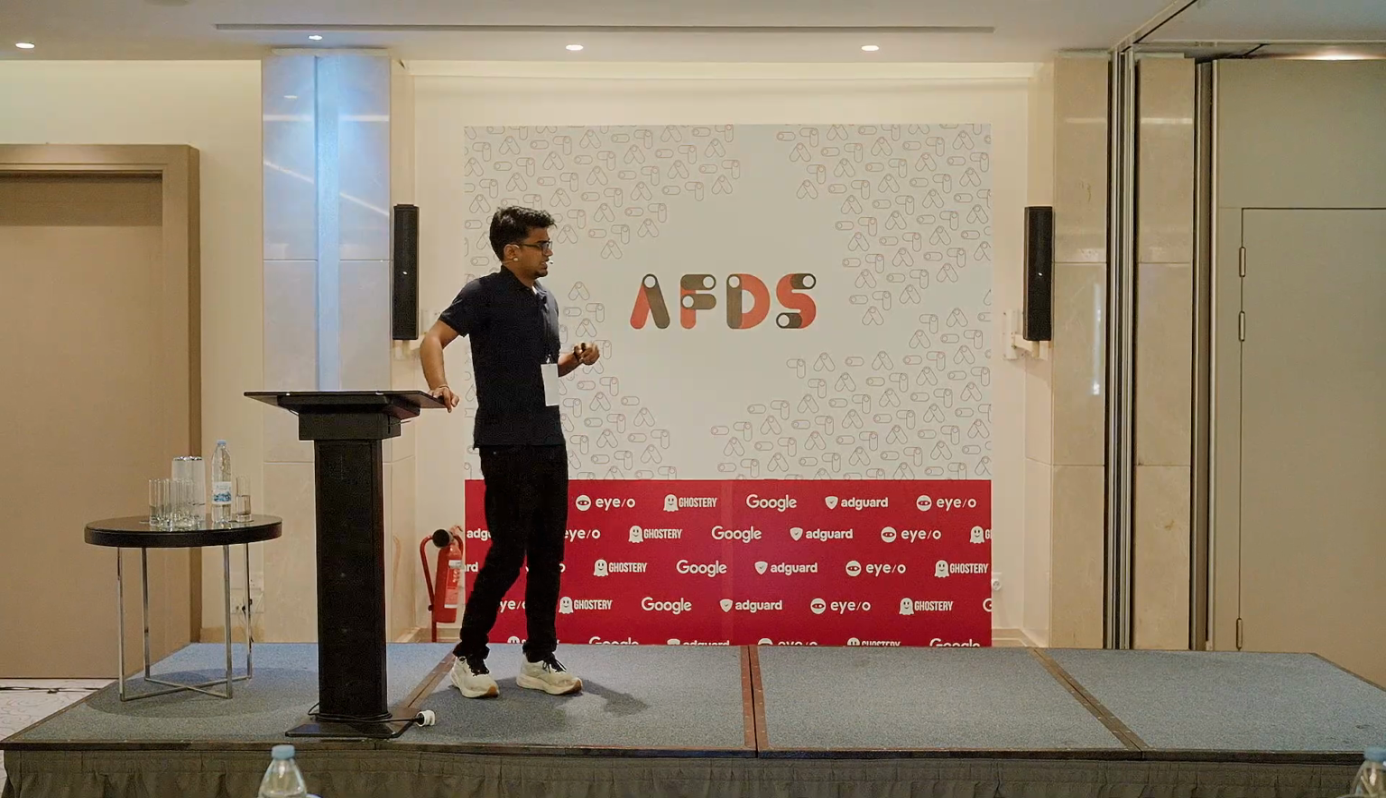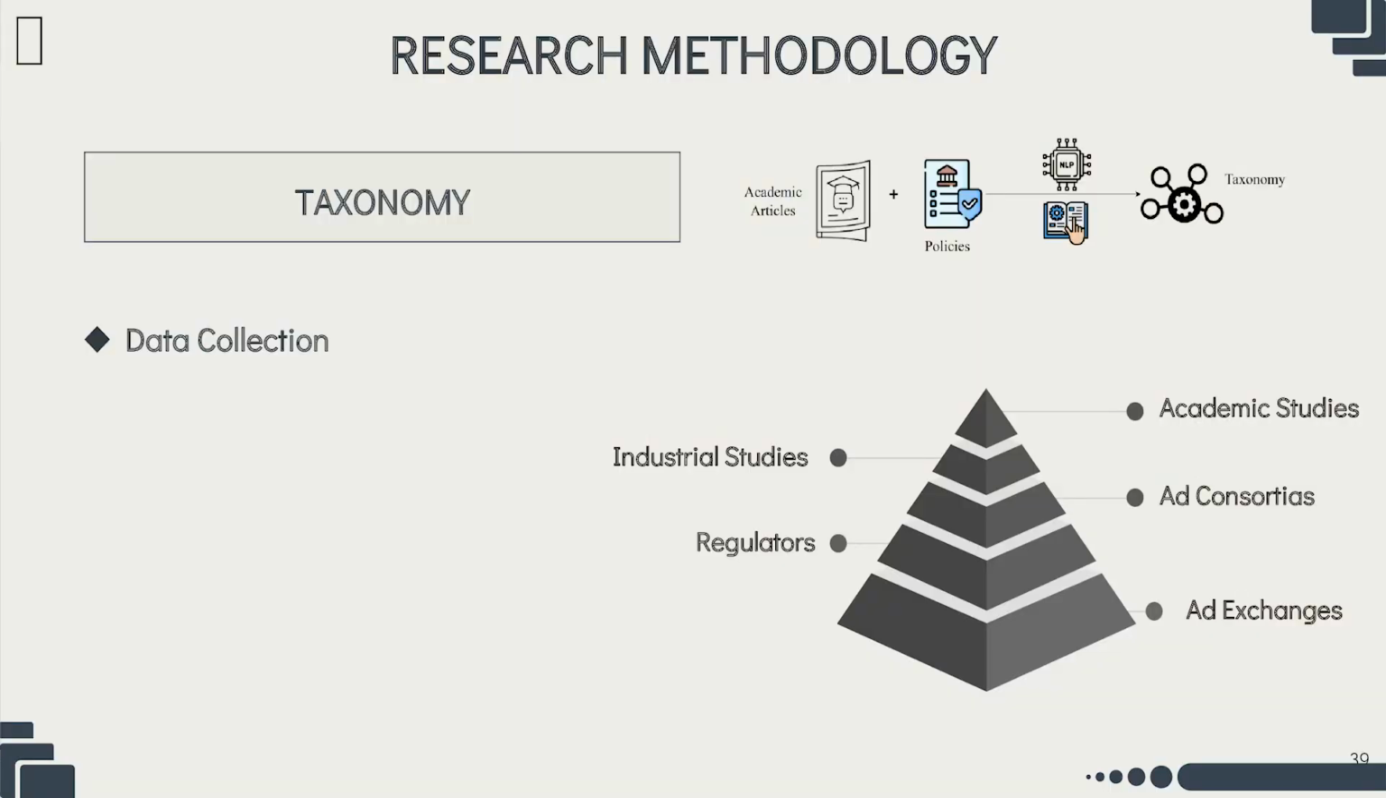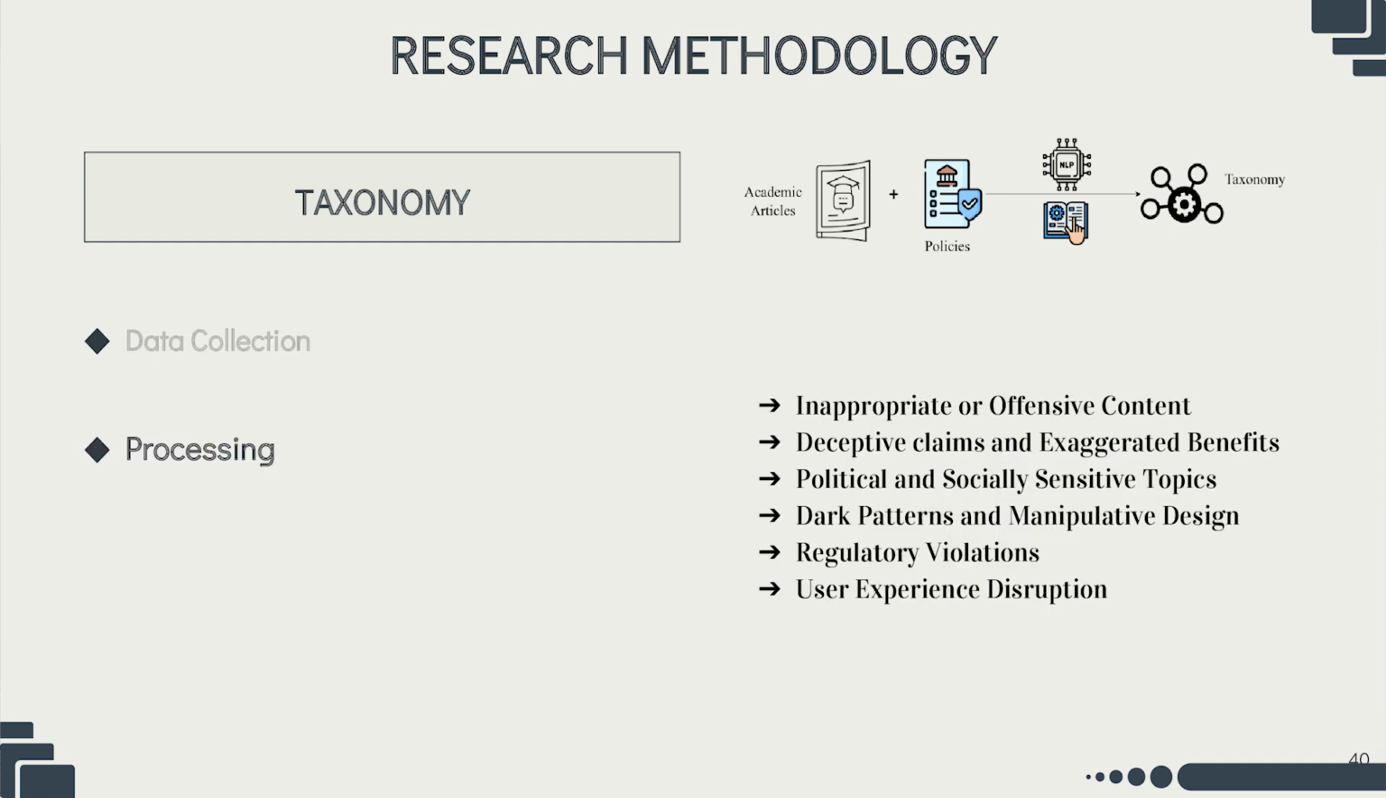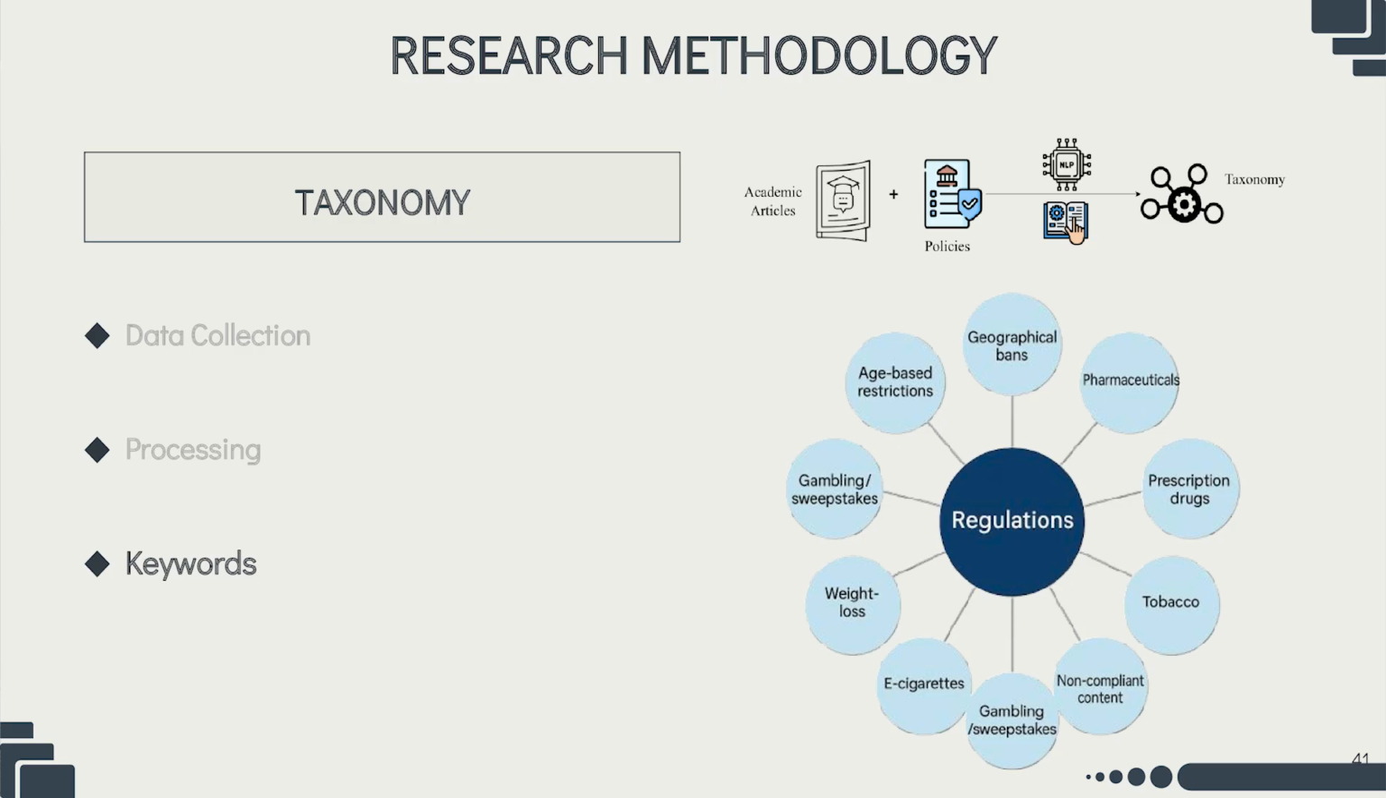So we essentially focus on 5 different sources. These are ad exchanges policies, ad consortia like Acceptable Ads or Coalition for Better Ads, academic studies and industrial studies. We process these white papers and consolidate them into 6 major categories. And the last thing, which is the highlight or the novelty of this taxonomy, is that we use certain keywords to define each broader category that we identified in the previous stage.